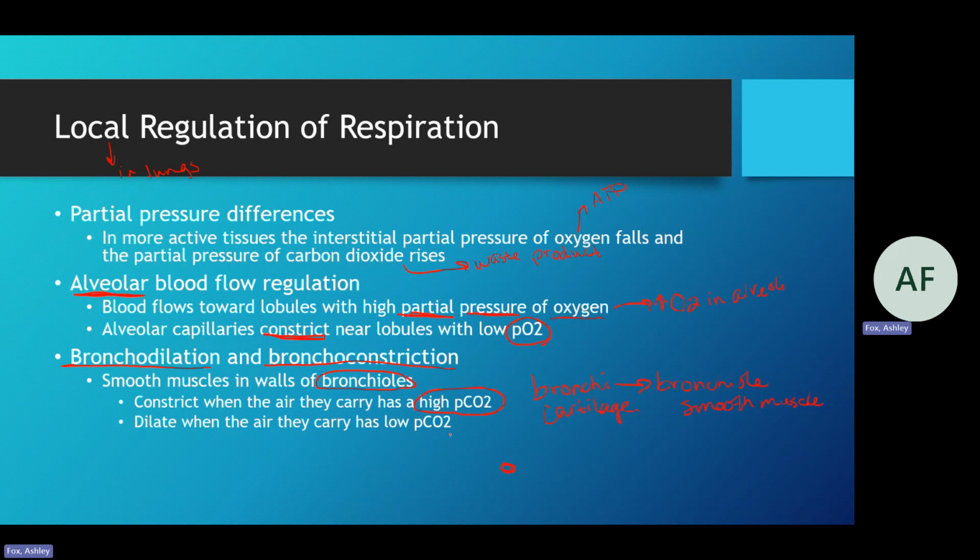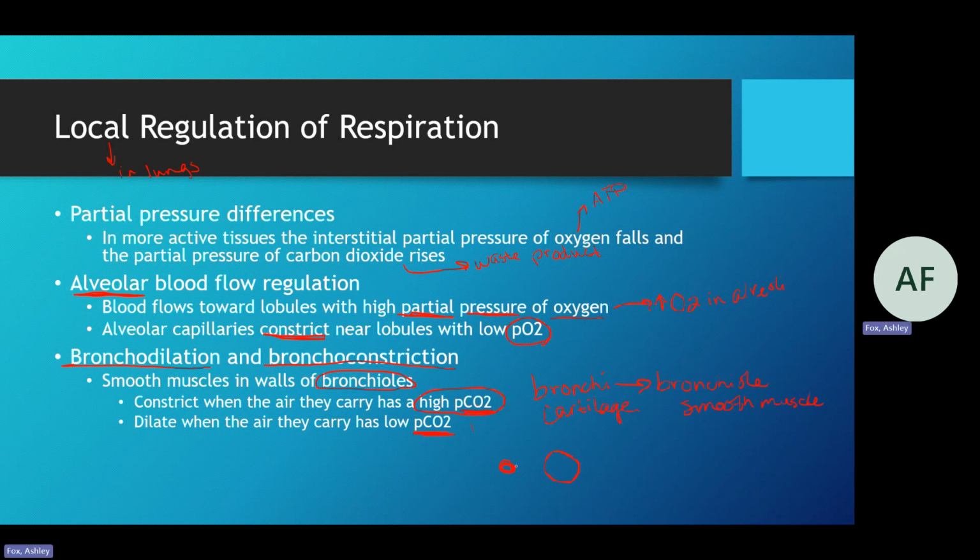When they have a low partial pressure of carbon dioxide, they can get larger. So this is just showing you that if a lot of carbon dioxide is being lost, then you may want to slow it down because you may be losing too much carbon dioxide. So you're actually going to constrict to help maintain your carbon dioxide levels.